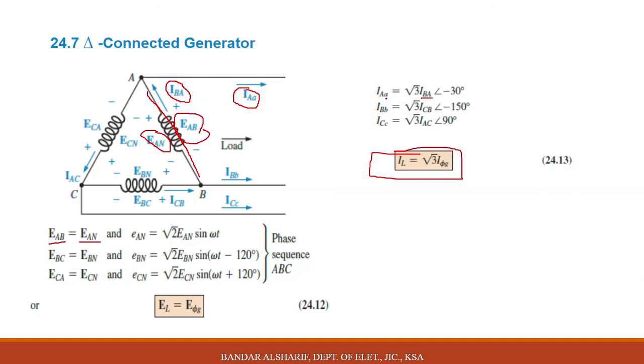The angle between phase and line value is 30 degrees. You need to multiply by minus 30 degrees, and for line B capital B small, minus 150. You will notice that between minus 30 and minus 150 there is a phase shift of 120 degrees. Similar for IC capital C small, which is the line value, multiply the phase value by root 3 with 90 degrees.